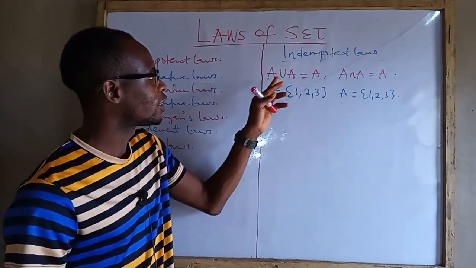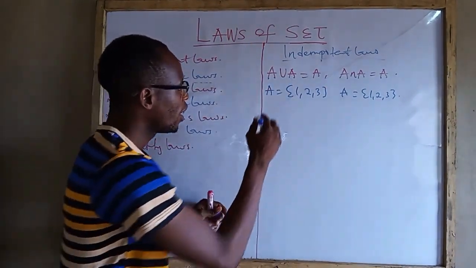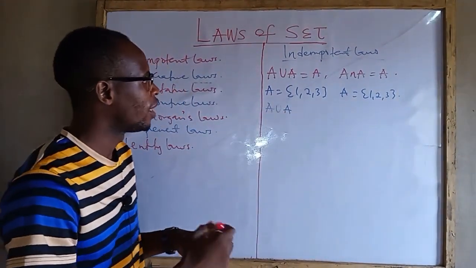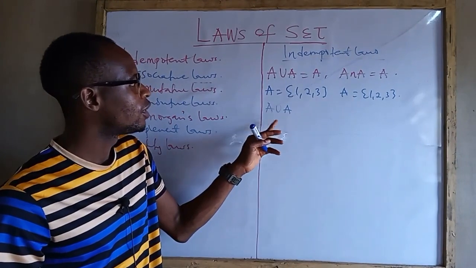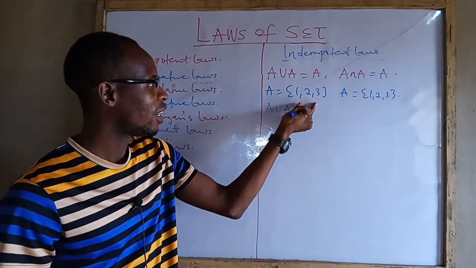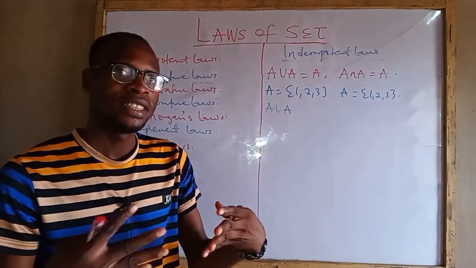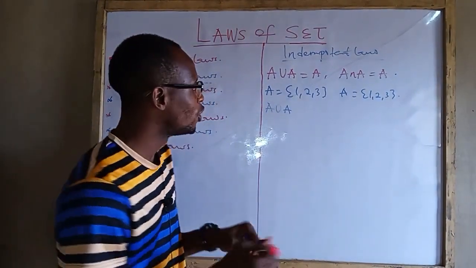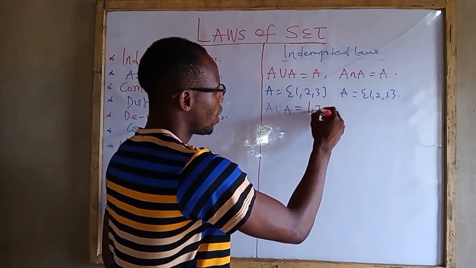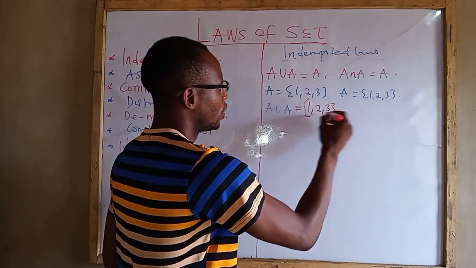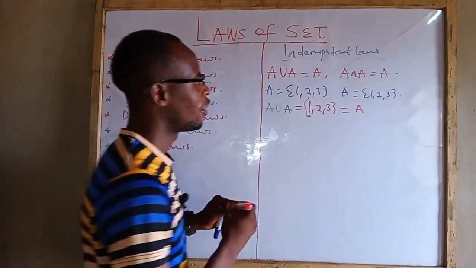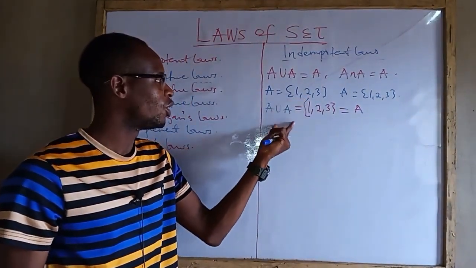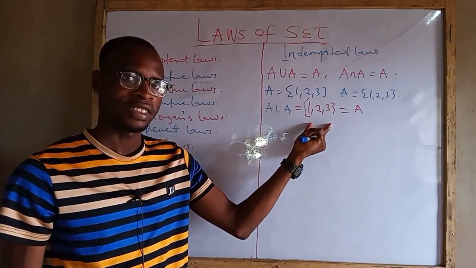Okay, so let's start with this before this. A union A, we say is equals to A. Now, A union A simply means what is here and also what is here by combining them into a single set without repetition. So if I combine the two, I will have 1, 2, and 3, which is same thing as the value of set A, the element of set A. So that means A union A equals to A has been verified.